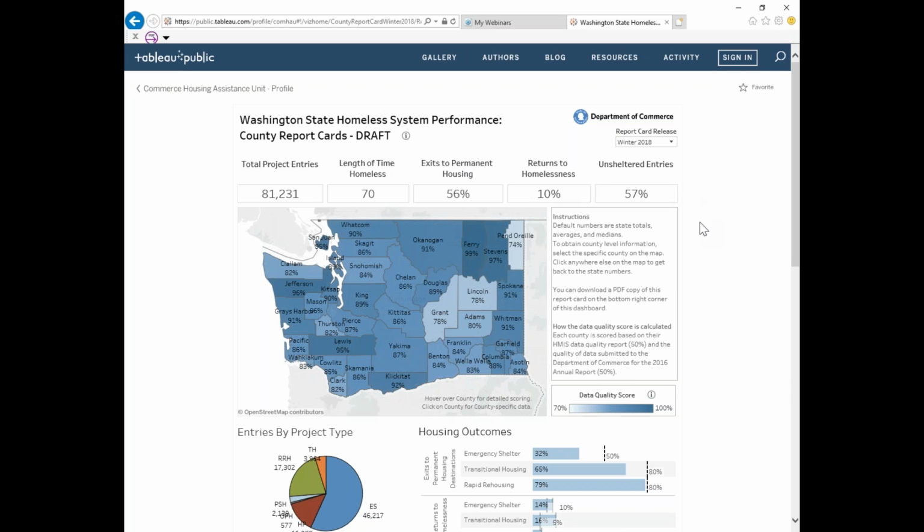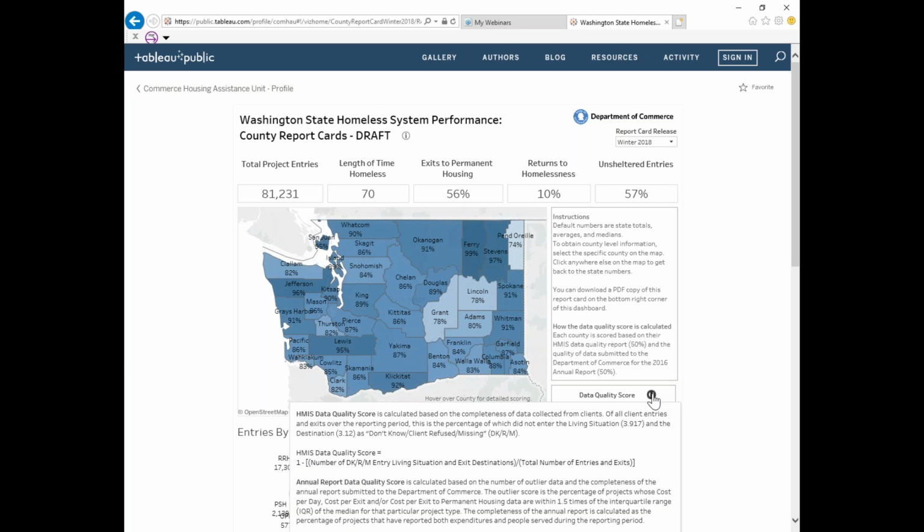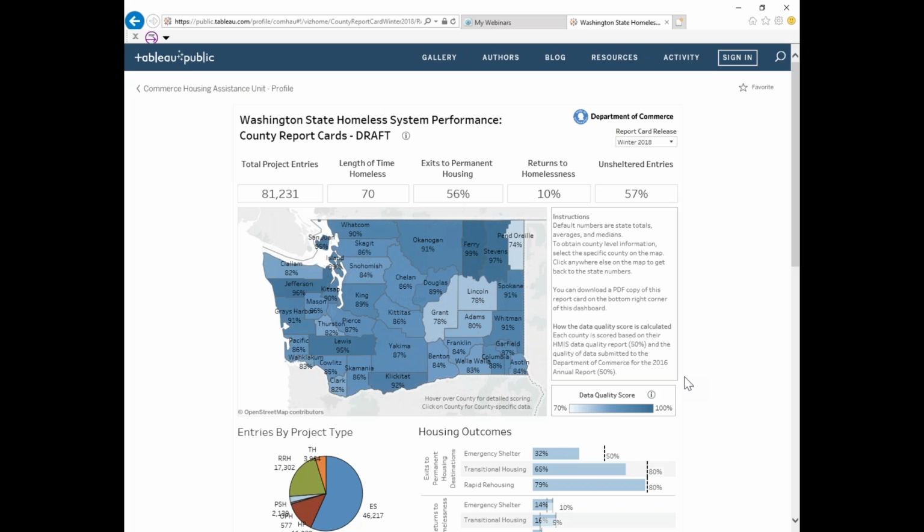The map, excuse me, the colors in the map represent a data quality score. And to find out more about how we calculated that, you can hover over this little eye symbol, and it gives you the tooltip that shows you how we calculated data quality. So the darker the color of the county, the better data quality score they have. And just briefly, what we used to measure this was HMIS data quality and data quality on the annual expenditure report that counties submit.